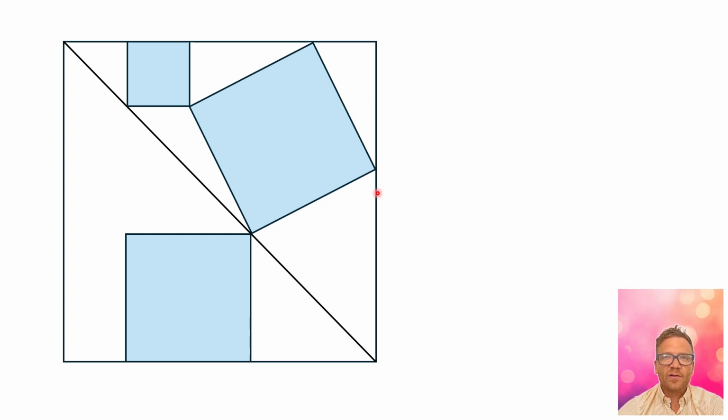We want to find out what fraction of the area of this large white square is covered by the area of the sum of these squares that are highlighted blue. So the first thing that we can do is label the sides A, B, and C like this.